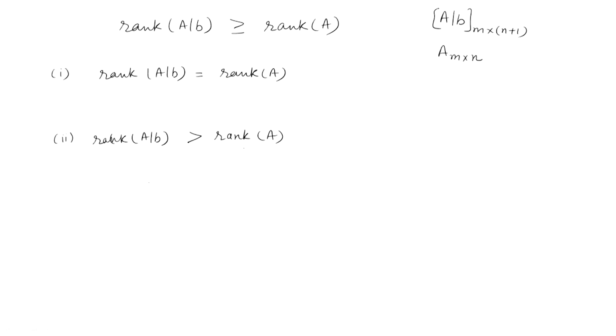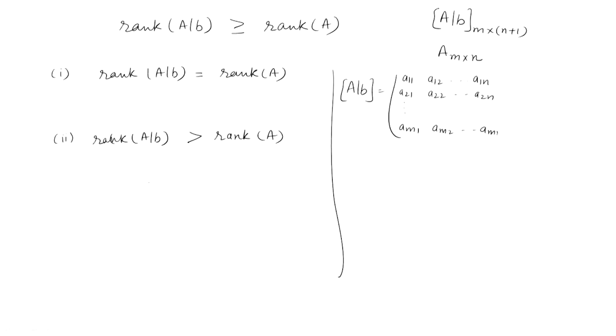Greater than means not equal to. Okay. Now, if the rank of the augmented matrix is equal to the rank of A, what does it mean? You see, what is the augmented matrix we are having? The augmented matrix is given by A11, A12, A1n, A21, A22, A2n and so on, Am1, Am2, Amn, and this is the B vector: B1, B2 up to Bm.